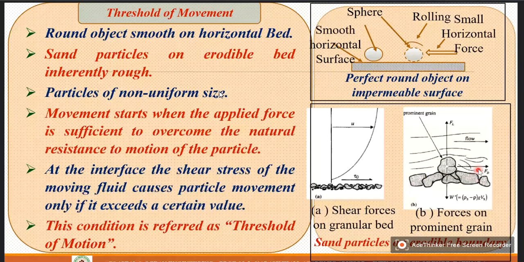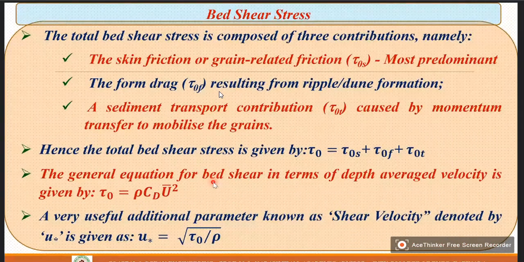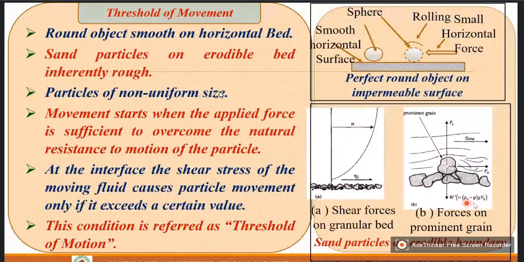So hence the total bed shear can be written as this. But we don't discuss anything on these three. Ultimately, this is what we are interested in, tau naught. So what is the general expression for tau naught? Tau naught is shear stress, so it is related to force. Now what is the force here? Force in this direction, what is that force? Fd, the drag force.